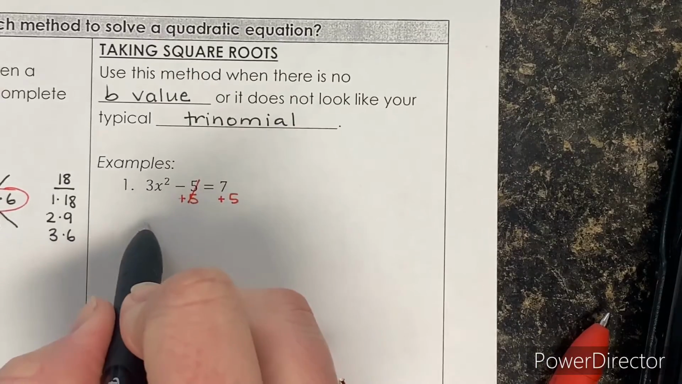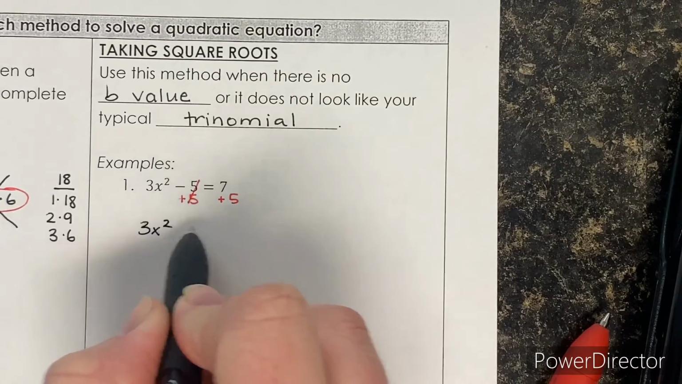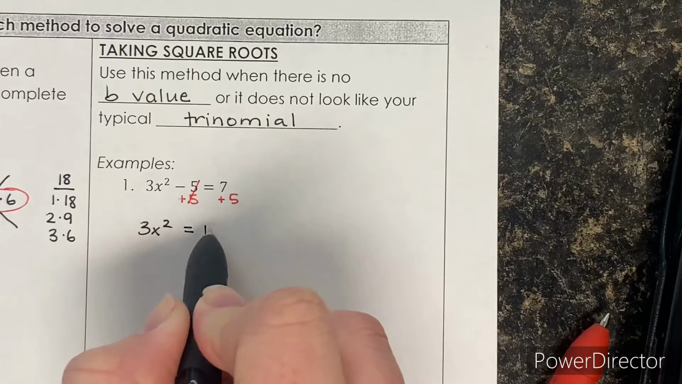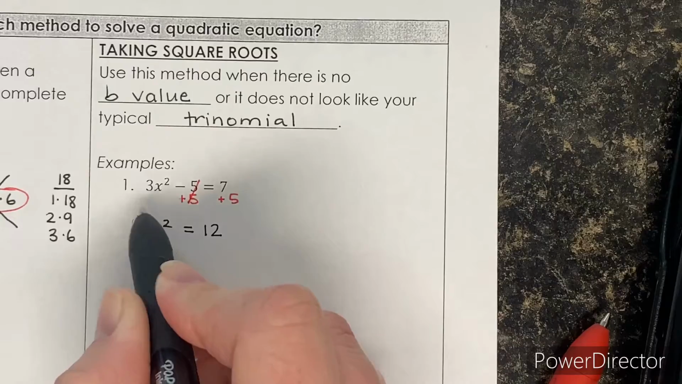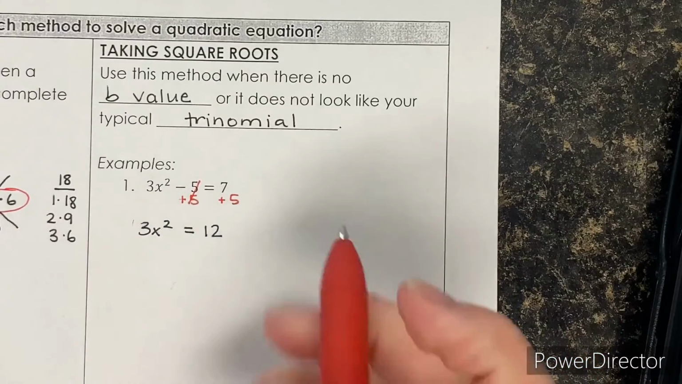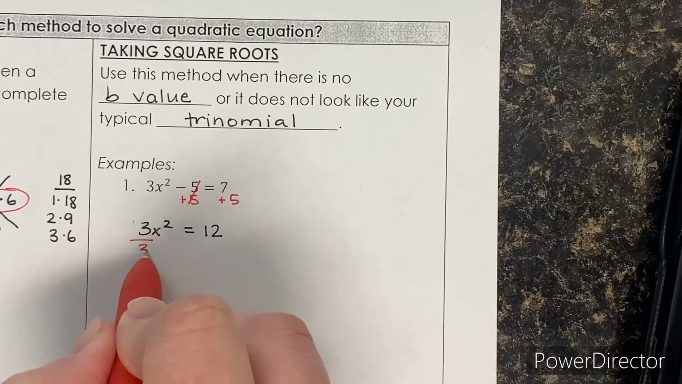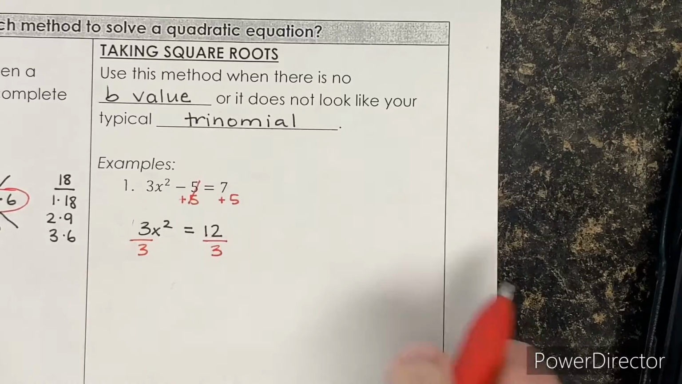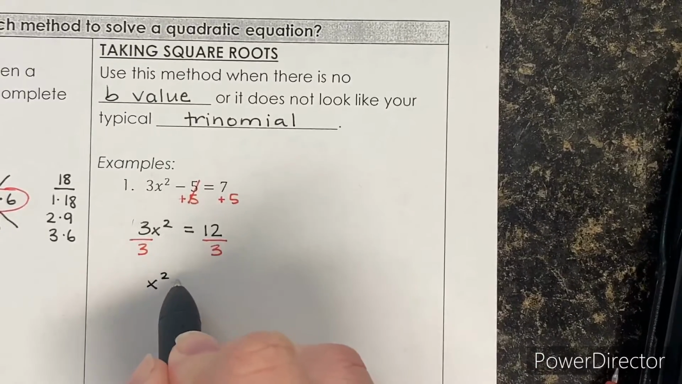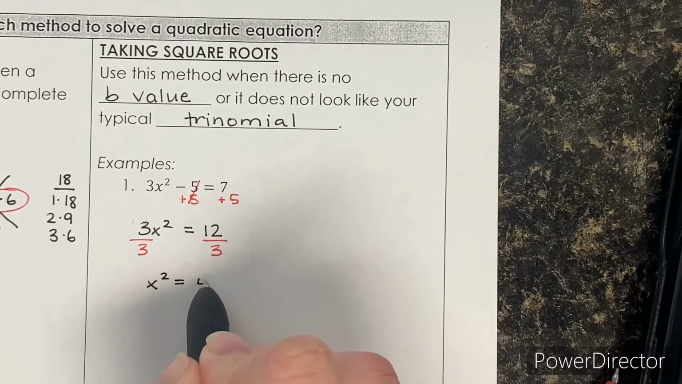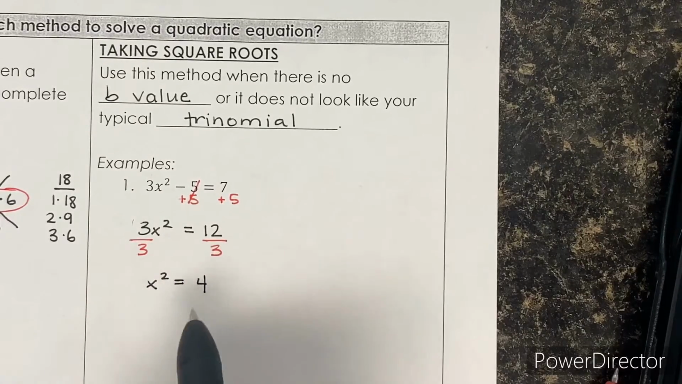I'm going to be left with 3x squared equals 12, because 7 plus 5 is 12. Now I need to get rid of that 3. Any number in the front like that, you just need to divide to get rid of it. So I'm going to divide, and I'm going to be left with x squared is equal to 12 divided by 3 is 4. And then I'm left with x squared equals 4.